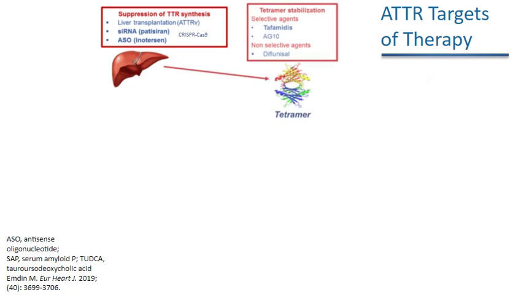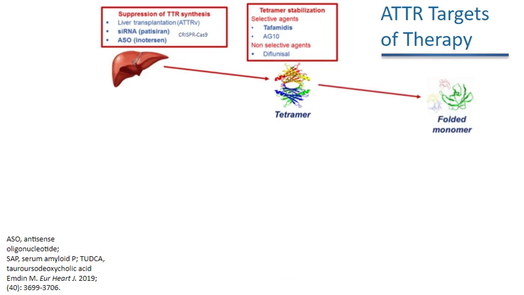The next major class of therapies includes tetramer stabilization, and there are selective agents. The only one currently approved by the FDA in the United States is tafamidis. There is a newly developing drug called AG10, whose other name is acoramidis, and that is felt to be similar in mechanism to tafamidis. And then there are non-selective agents that are utilized but not approved by the FDA, and that includes diflunisal.